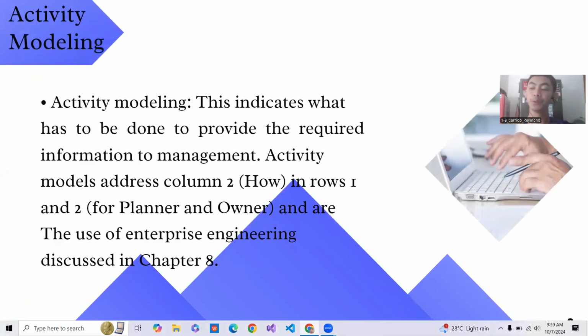So, first is activity modeling. Activity modeling indicates what has to be done to provide the required information to management. The activity models address column 2, how, in rows 1 and 2, as I said earlier, for the planner and owner.